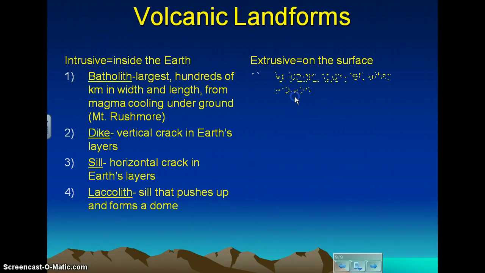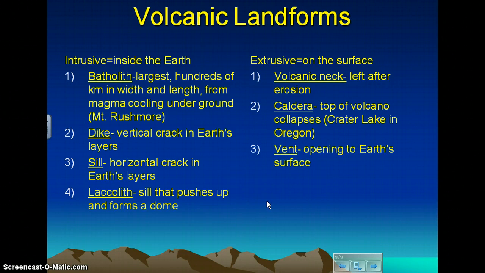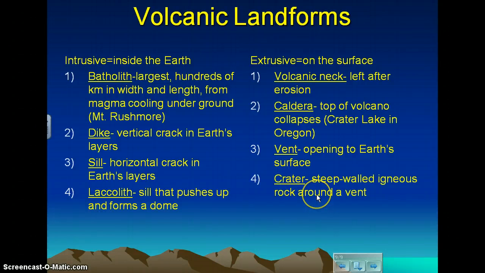Other ones that you'd find more on the surface are the volcanic neck, and this is the area where the lava is coming out, and it will harden and become steeper as time goes by. A caldera is when a volcano collapses and the top of it is hollowed in. This has happened in Crater Lake in Oregon, and a lake is actually formed on top of it from rainwater. And a vent is an opening to the Earth's surface. And if you look around the vent, that opening, there's a steep bunch of rock that forms around the vent called the crater.